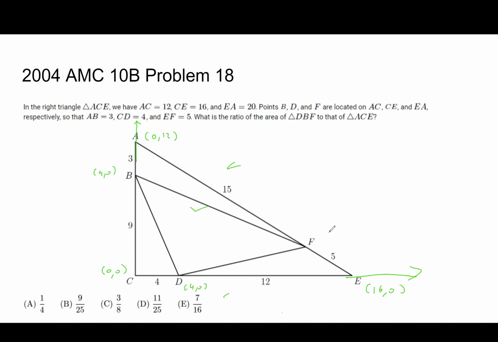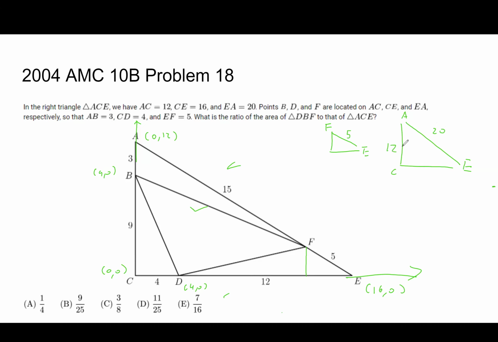Now, how do we get F? Well, this is where we can use similar triangles again. If I draw this line here, I get this triangle here, F, E, and also A, E. Someone sent a message. Isabel also says it's 7/16. Okay, good job, guys. So we know that FE is equal to 5, AE is equal to 20, and AC is equal to 12.